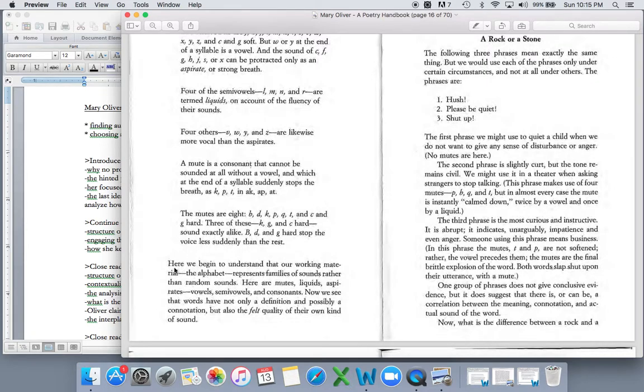If we look at the bottom of 22, I think she says this again. She says, "Here we begin to understand that our working material, the alphabet, represents families of sounds rather than random sounds." Again, hinting at this distinction. We might think they're random, but actually they're not, and she's out to prove that they're not, and that a writer chooses them in order to have specific effects.